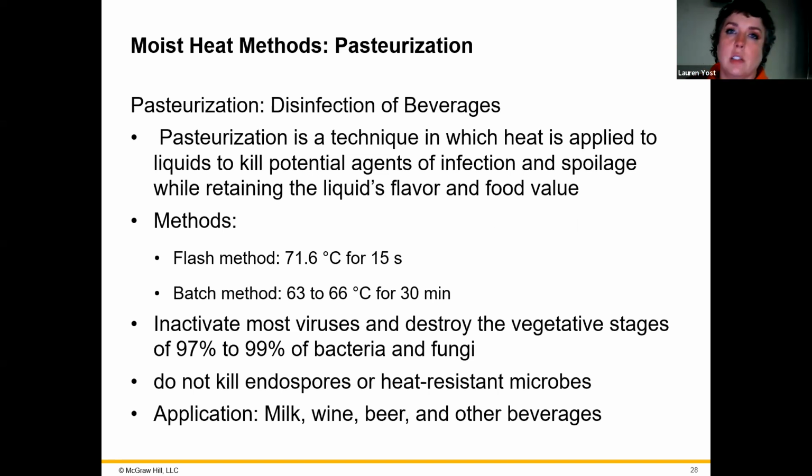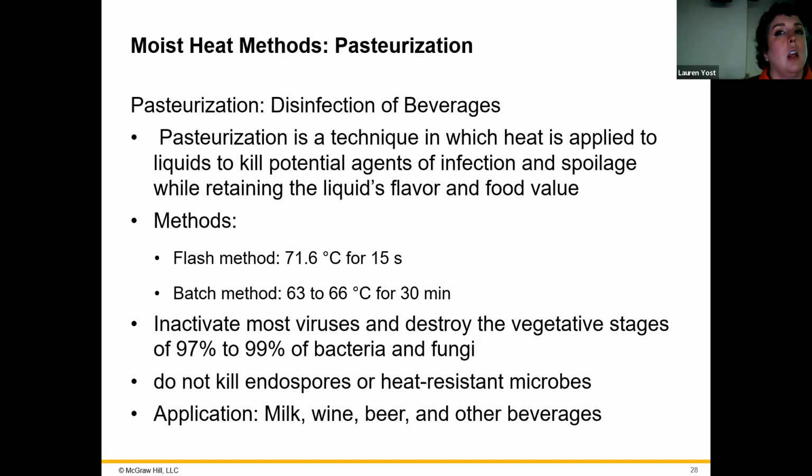Pasteurization is another way of disinfecting. So if you've ever drank milk or most other liquids that come pre-bottled, then most of them have been pasteurized. And so what pasteurization is, is cycling from a warm temperature to a cool temperature repeatedly. And you do it several times over and over and over again.